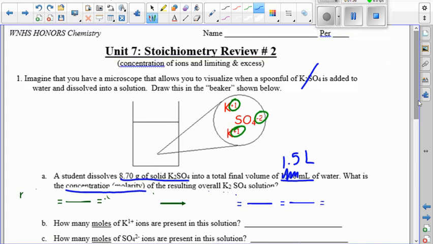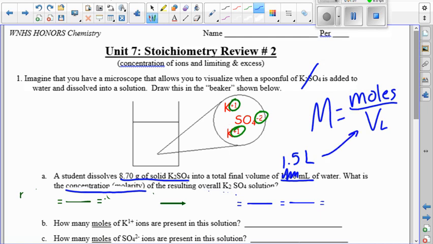Well, if we remember, concentration, that is molarity, is equal to the moles over the volume in liters. So in order to find the molarity of something, we do need to know the moles and the volume. Well, lucky for us, we already have the volumes given to us in the problem, but we do not have the moles. So we're going to have to first find how many moles of potassium sulfate we're dealing with here, and then we can plug that value into this equation to solve for our molarity.